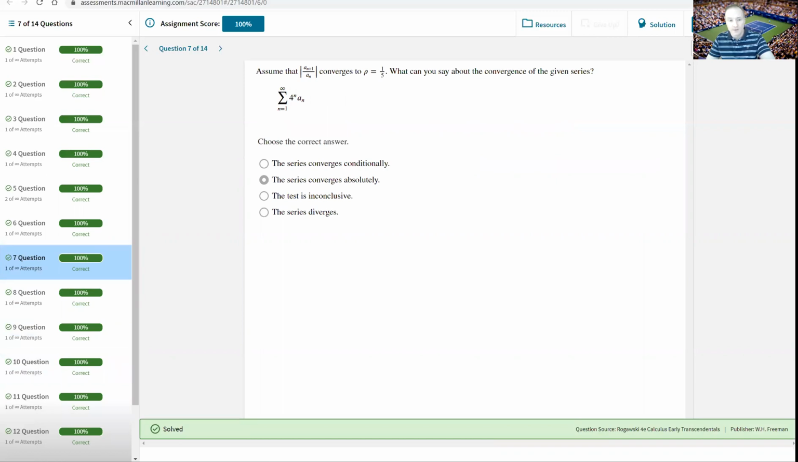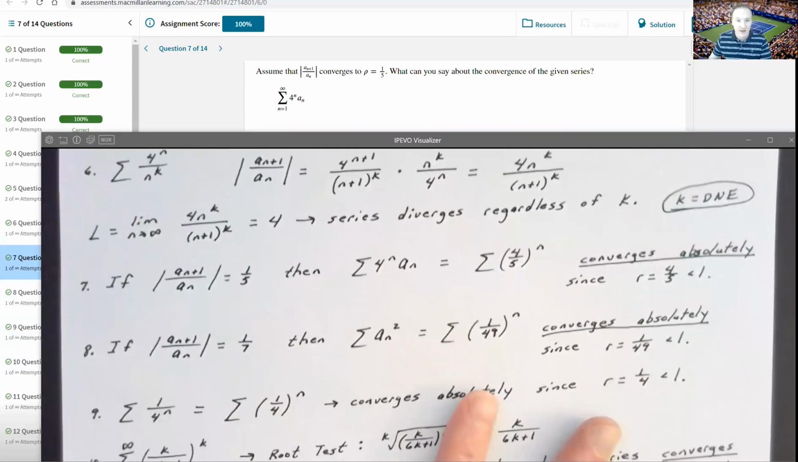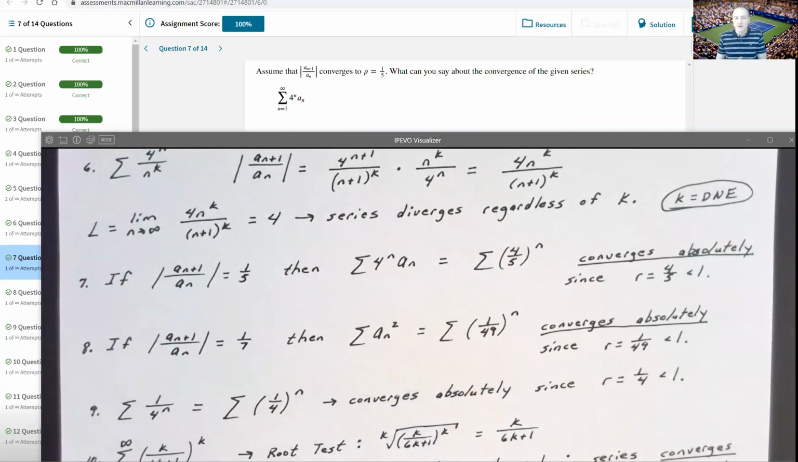When we go on to the next question here, these next two, number 7 and number 8, are kind of cool, but I can see that they could also be confusing. So let me talk about what they're doing here. They're asking us to assume that the absolute value of a sub n plus 1 over a sub n converges to 1/5. Please think about what that means.